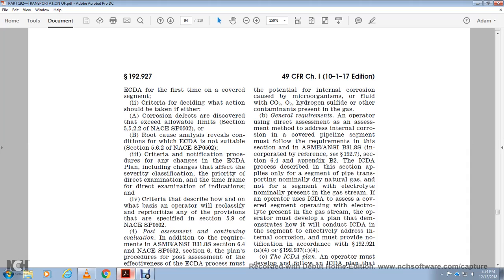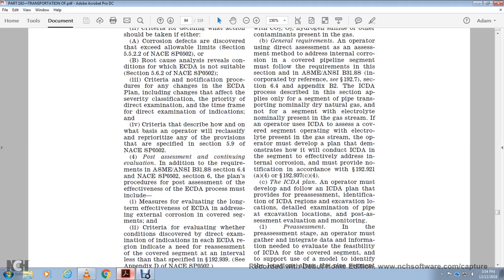effectively with regard to internal corrosion, and must provide notification in accordance with 192.921(a)(4) and 192.937(c)(4). The ICDA plan: operators must develop and follow an ICDA plan that provides for pre-assessment, identification of the ICDA region and excavation locations, detailed examination of the pipe at the excavation locations, and post-assessment evaluation and monitoring.